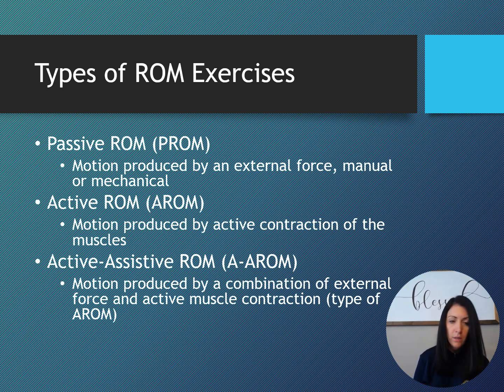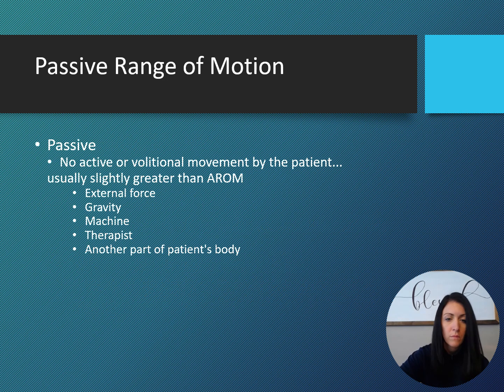And we'll talk more about passive range of motion in just a second. All right, so for passive range of motion, obviously there's no active or voluntary movement of the patient, and it's usually slightly greater than active range of motion, maybe because of muscle weakness, where they're not able to have that full range of motion, or because of pain. So there are different factors with that. Usually passive range of motion is a little bit greater than active range of motion, unless they have full active range of motion, then they're going to line up. There are some other indications too.